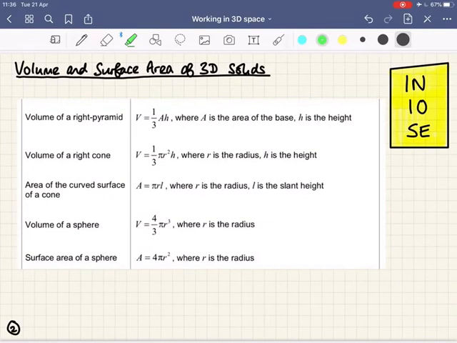Now thankfully we're given all the formulae we need. They're all on the formula sheet. There they are: volume of right pyramid, right cone, area of a curved surface of a cone, volume of a sphere, and surface area of a sphere. So you don't need to learn any of these formulae, but you certainly need to be able to use them.